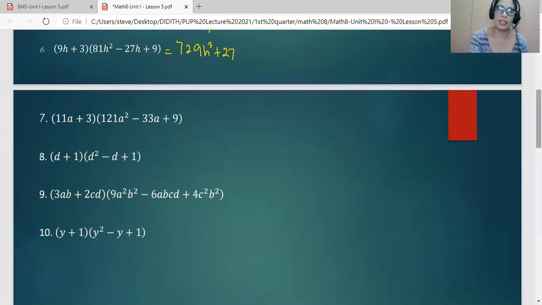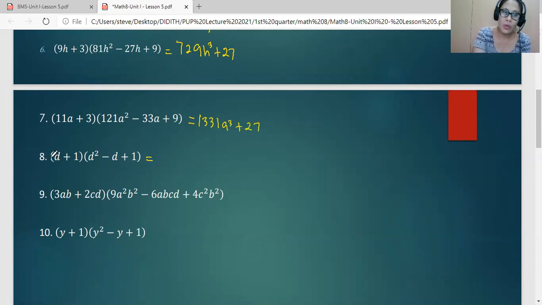So let's continue until number 10. So for number 7, the square of 11a is 121a squared. The square of 3 is 9. And then the product of 11a and 3 times negative 1 is negative 33a. So we can make use of the formula. So we will just get the cube of 11a, which is 1331a cubed, plus the cube of 3, which is 27.